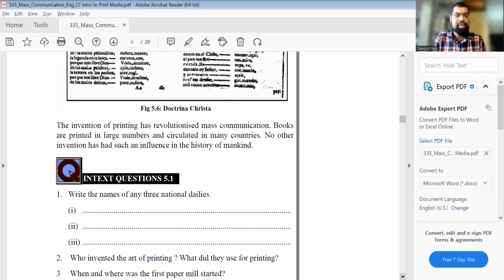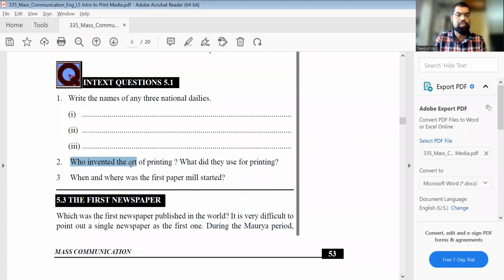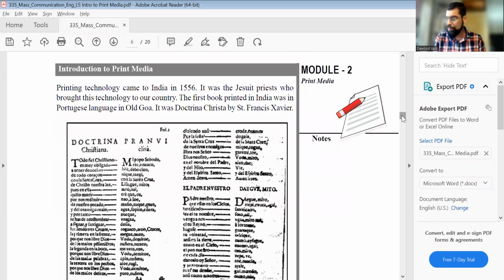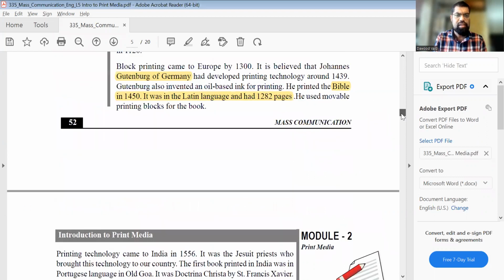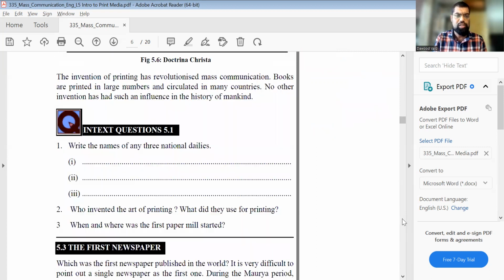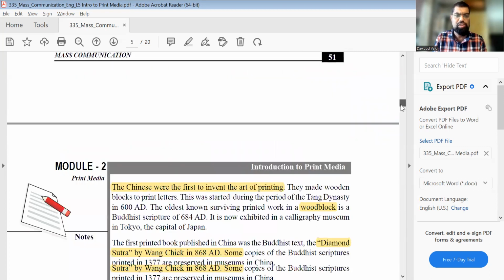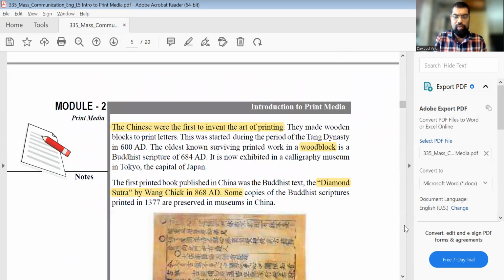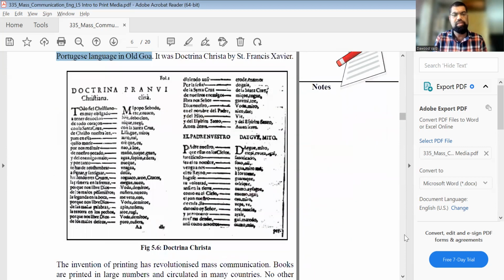Now, quickly, when we look at printing, these are in-text questions. Who invented the art of printing? That is the Chinese. Where did the first paper mill start? We know about the paper mill part of it. In India, the paper mill was in Old Goa, a Portuguese industry in Old Goa. And the industry's first and foremost invention was by the Chinese through the wood block.